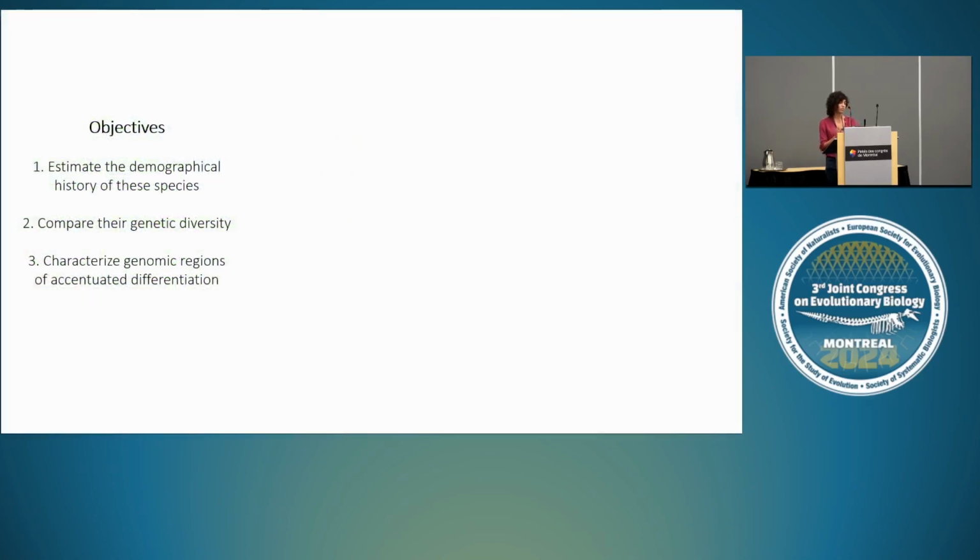So the objectives of this work were to estimate the demographic history of these species, then compare the contemporary genetic diversity to know how these species differ, and finally, to characterize the genomic regions of accentuated differentiation, to point out what could be some potential candidates that explain the phenotypic differences among these species.